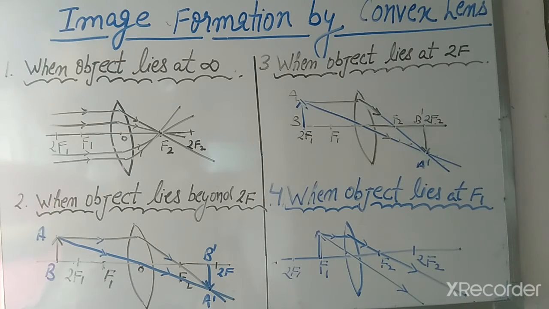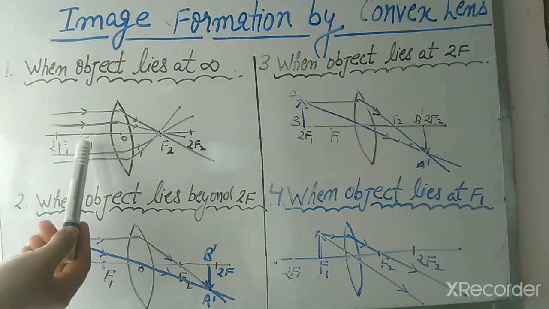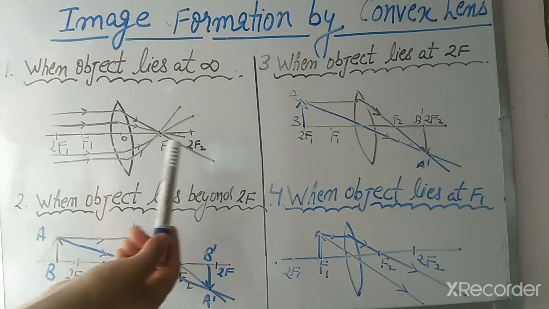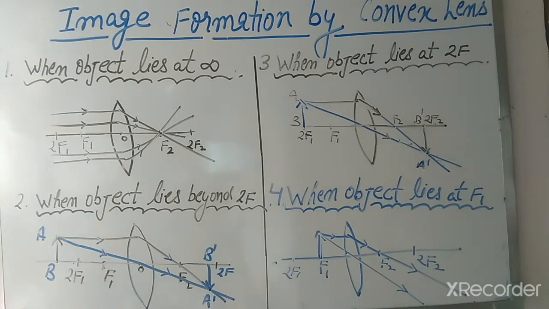First of all I want to tell you that when we talk about mirrors, the mirror has only one focus, right? But the lenses have two foci. Here you can see f1, f2, 2f1 and 2f2, right? So two foci because the lens is transparent material, so light can enter through either side, and thus we require two foci, right? So let's start.